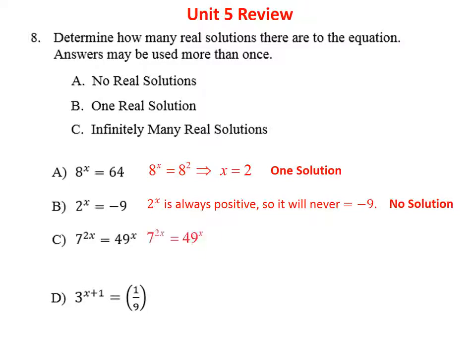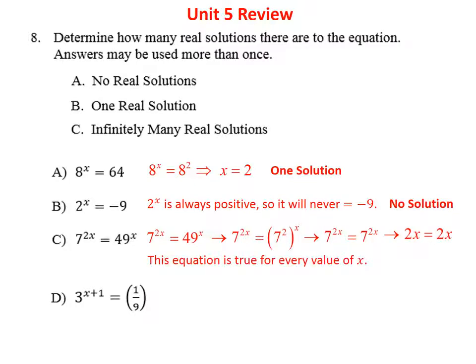Part C, again, we put them together. Recognize that 49 is 7 squared. So if I substitute 7 squared for 49, I get 7 squared to the x power. And by our rule of exponents, 7 squared to the x power is 7 to the 2x. And notice that they're exactly the same. In other words, 2x equals 2x. The exponents are the same. So we see that this is going to be true no matter what the value of x is. And so in this case, this equation is an identity, or it has infinite solutions.